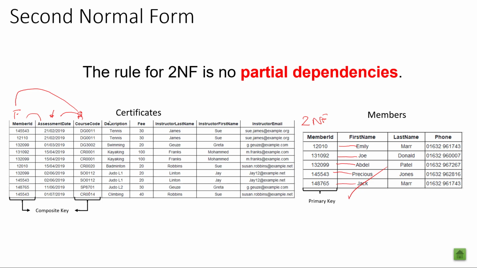Description is dependent on the course code. Whenever you see the code CR0001, you will find the description kayaking. This one, kayaking. This one, kayaking. There is no more kayaking. If you look at swimming, swimming has the same code. Swimming, anywhere else? No. Badminton, CR0020. Badminton anywhere else? No. What about tennis? Tennis the same, tennis the same. Judo, same, judo, same. Judo L2, different. So that means this is dependent on that.